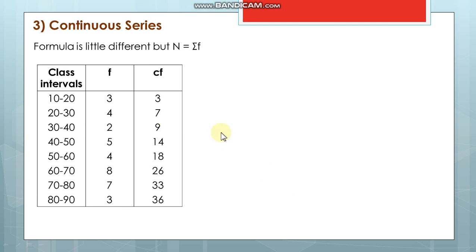In the case of a continuous series, the formula is a little bit different, but similar. My n is equal to summation f. So in my continuous series, I have class intervals 10 to 20, 20 to 30, 30 to 40, 40 to 50, 50 to 60, and so on. I have frequencies and I have cumulative frequencies: 3 plus 4 is 7, 7 plus 2 is 9, 9 plus 5 is 14, 14 plus 4 is 18, 18 plus 8 is 26, 26 plus 7 is 33, 33 plus 3 is 36.